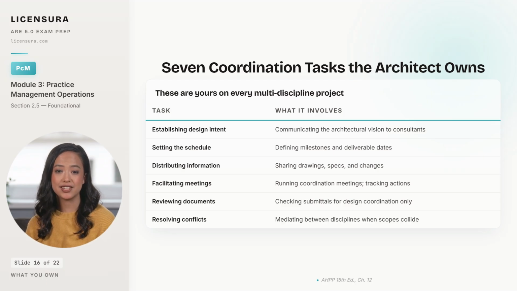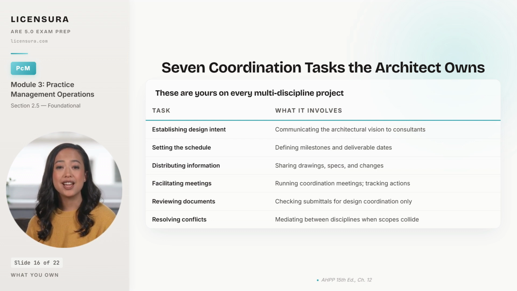Establishing design intent is first, because every other discipline calibrates against it. The structural engineer sizes members against your spans. The mechanical engineer sizes equipment against your envelope. And if intent shifts without notice, every consultant has to redesign. Setting the schedule means defining milestones and deliverable dates that work across disciplines, not just inside the architectural team.